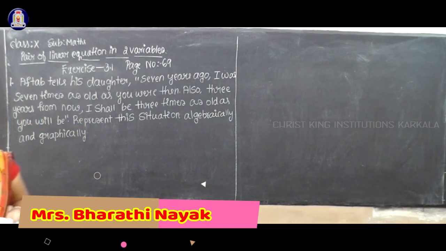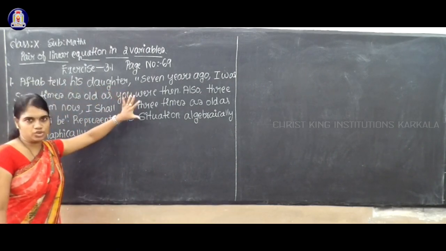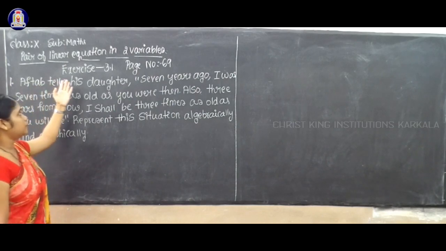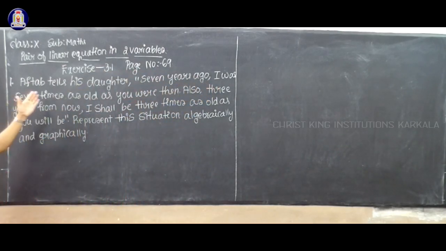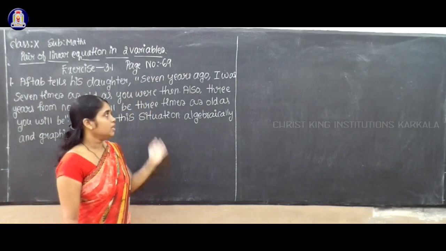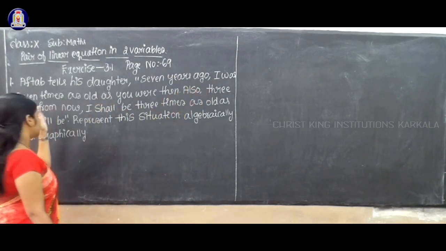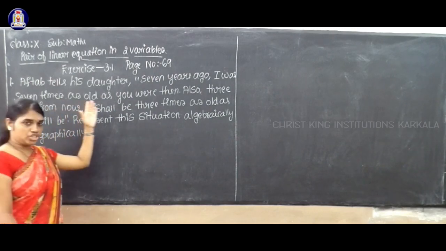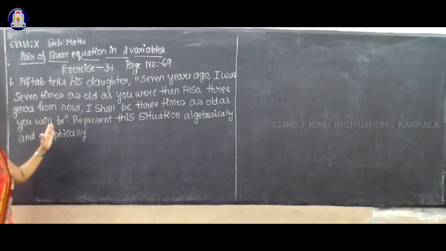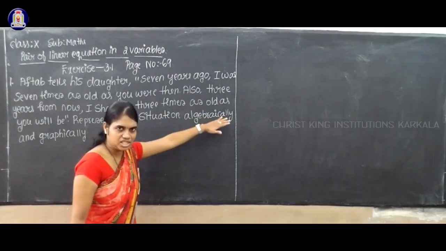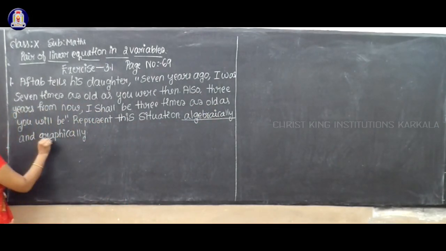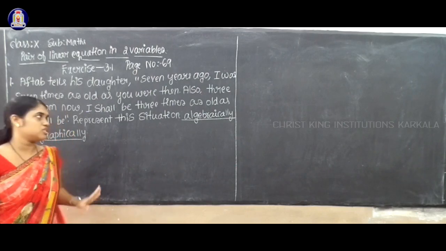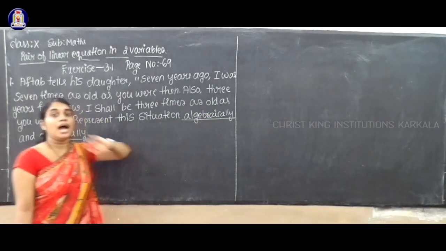So this is the question, isn't it? According to this question, Aftab tells his daughter, this is one situation. 7 years ago, I was 7 times as old as you were then. Another situation is also given: 3 years from now, I shall be 3 times as old as you will be. Represent this situation algebraically. First you have to represent the given situation algebraically, and later graphically. There are two questions.